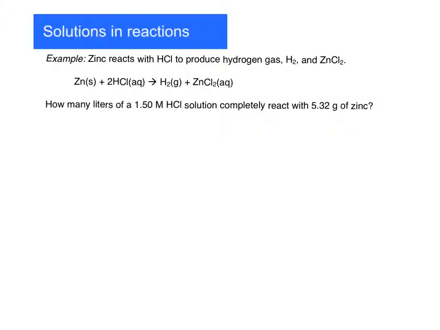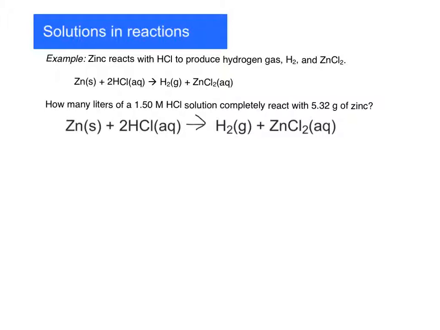All right, and to make the plan a little bit more clear, I'm going to rewrite the balanced equation. So we have zinc plus 2HCl yields H2 plus ZnCl2. All right, and what we're trying to find is the liters of HCl. So that's what we're looking for. And what we're given is 5.32 grams of zinc.